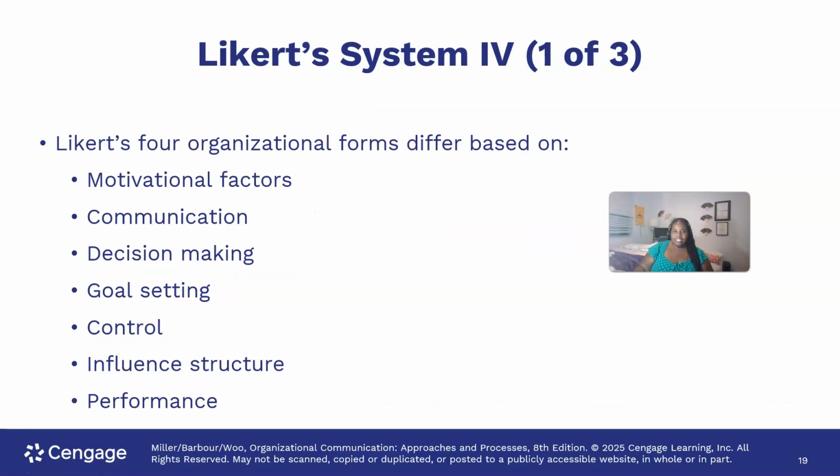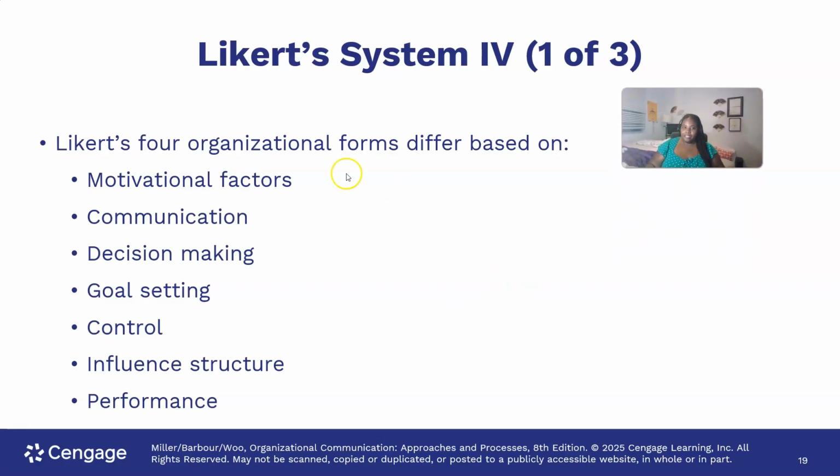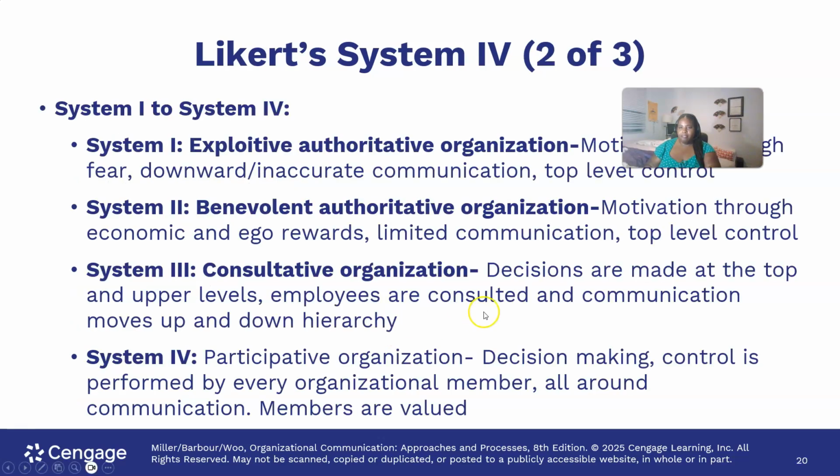Then we have the Likert system. So the four organizational forms differ based on the following factors: motivation, communication, decision making, goal setting, control, influence structure, and performance. So let's check them out over here.